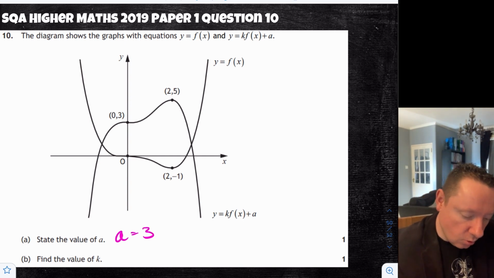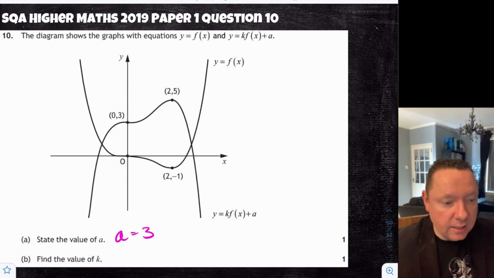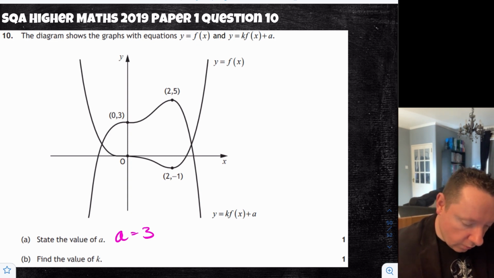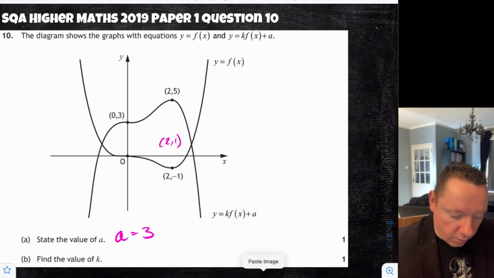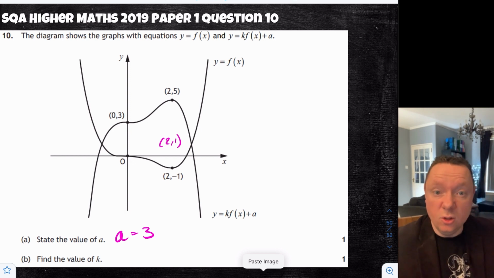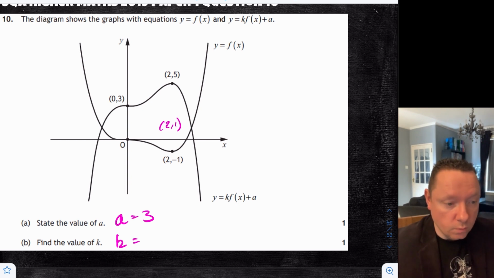So what's happened to f(x)? Well, it should be obvious that it's flipped upside down, so k is negative. And since k is negative, if we just look at this point here, (2, -1) on f(x) would become (2, 1). But I'm ending up at 5. If I added 3 onto (2, 1), I would get (2, 4). So I must be doubling 1 first. 2 times 1 is 2 to get me to (2, 2). And then adding 3 gets me to 5. So that means that k must be -2.